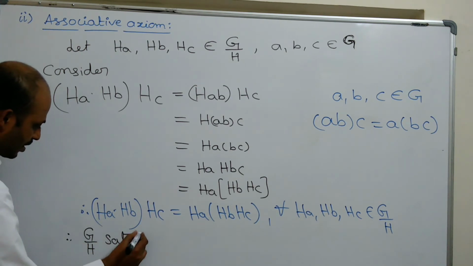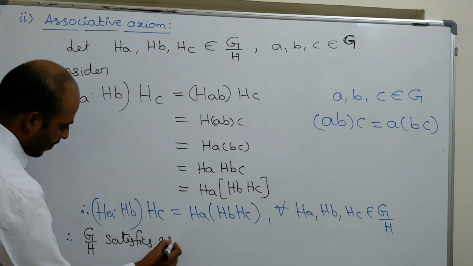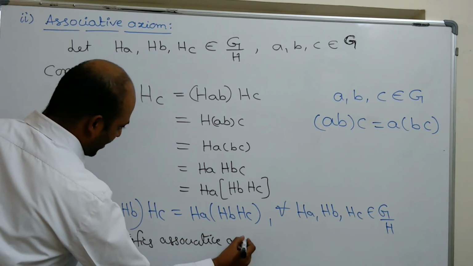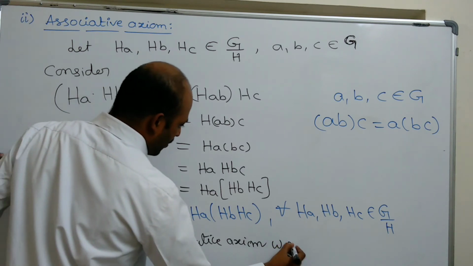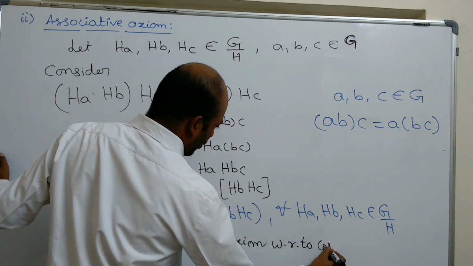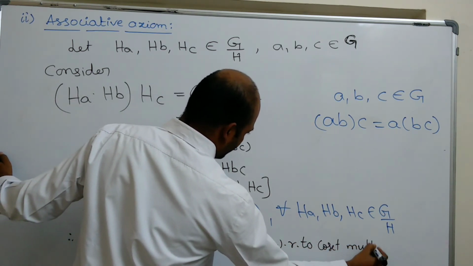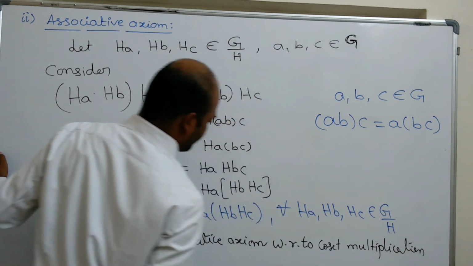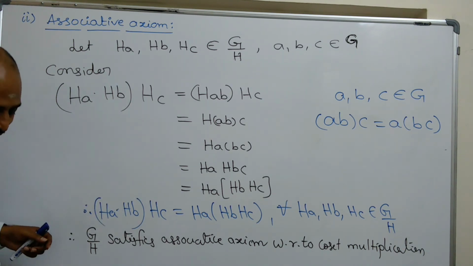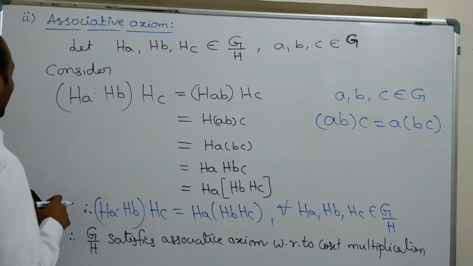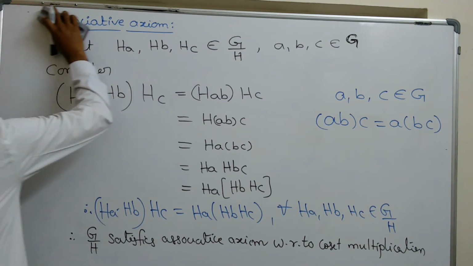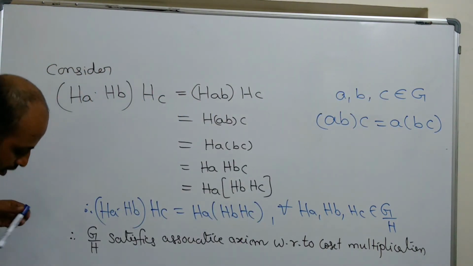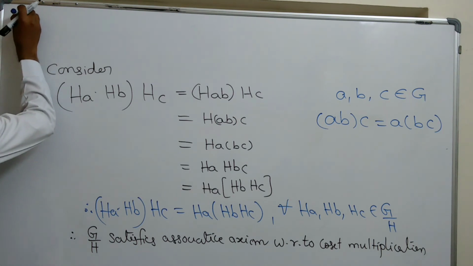G by H satisfies the associative axiom with respect to coset multiplication. Observe the procedure. Yes, what is the third axiom? Existence of identity. What is the third axiom? Existence of identity. Third one.